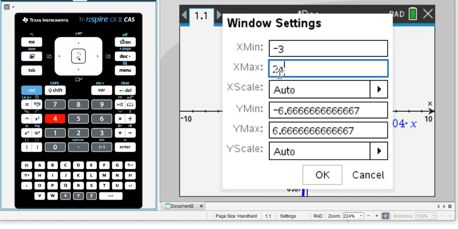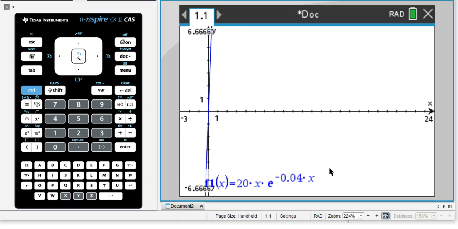I tend to, if I think 24 is going to be my upper limit, make my lower limit about 10% or so less than 0. So 10% of 24, of course, is 2.4. Just use a whole number here, -3. This will give me a good view of the axes and the scale. And I'm not going to worry about the y-axis, and you'll see why in just a second. So I'll press OK here.